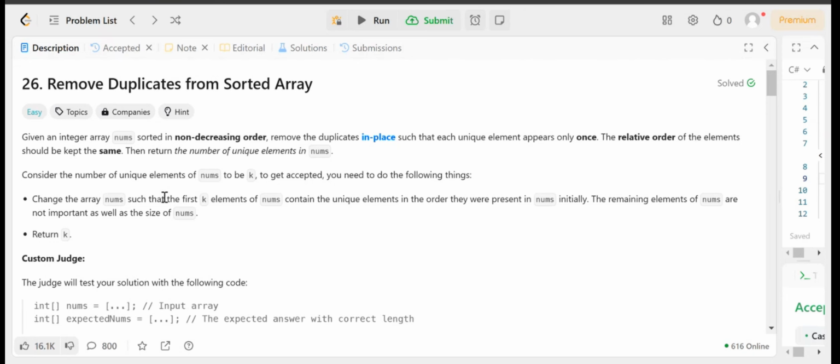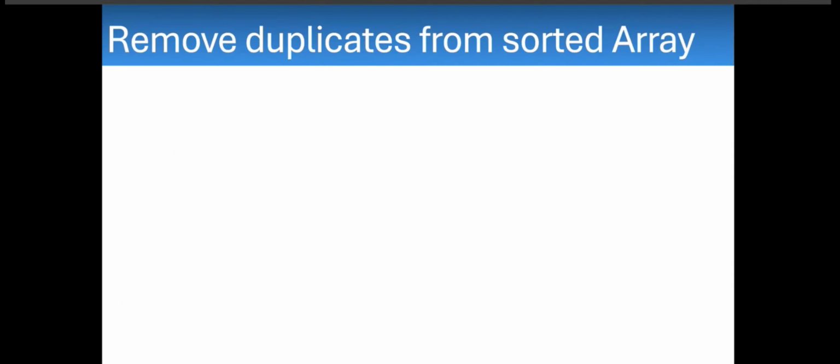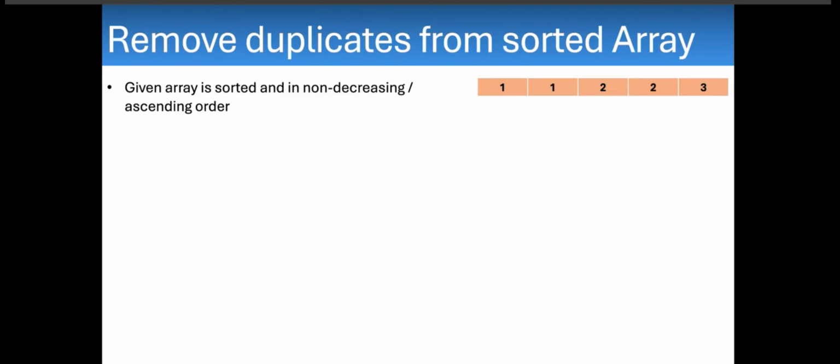We will look into the easy level Leetcode problem called remove duplicates from sorted array. Let's understand the problem statement in detail. Let's say we are given an input array which is sorted in non-decreasing or ascending order. For example, this is the array which is sorted in ascending order starting from left to right.